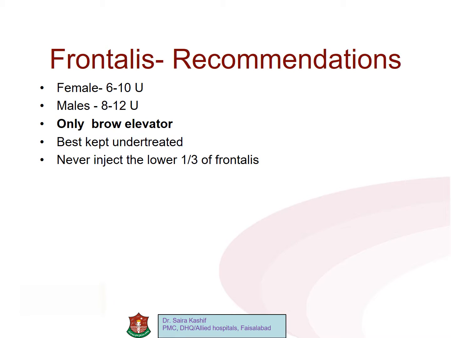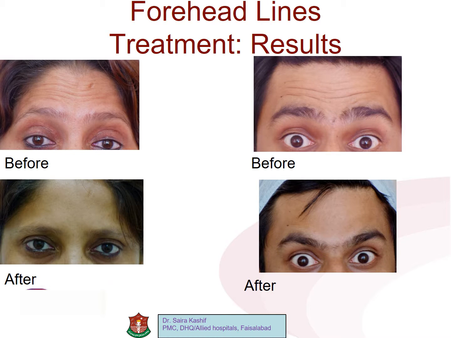The recommended initial dose for the female is 6 to 10 units, and for the male is 8 to 12 units. Remember, this is the only brow elevator, so it is better to undertreat this area than to overtreat the patient, and never inject the lower 1/3. Here you can see the results of the injection before treatment and after treatment.